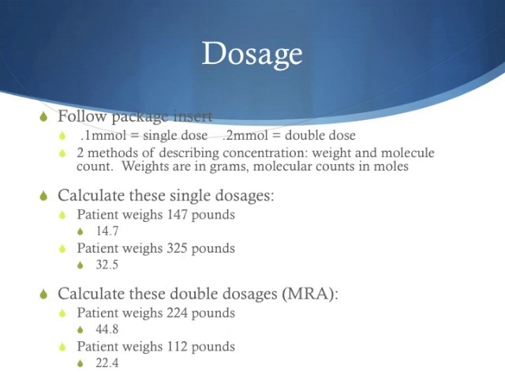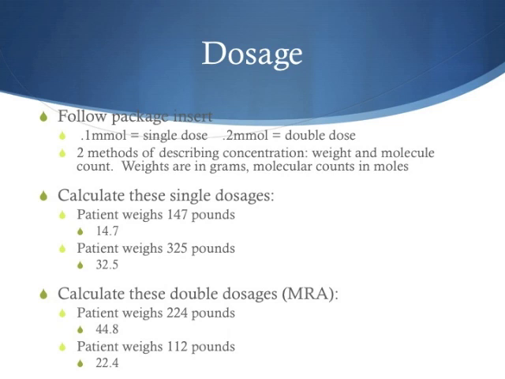If your patient came in and he was 147 pounds, and your package says to give a single dose for MRI of the head, you're going to multiply 147 times 0.1. That would give you a single dose of contrast. So in this case, the patient would receive 14.7 mLs of contrast. If the patient weighed 325 pounds, and again you're giving a single dose, 0.1 mmols, then you multiply 325 times 0.1 and you'll calculate out 32.5. Those are for single doses.